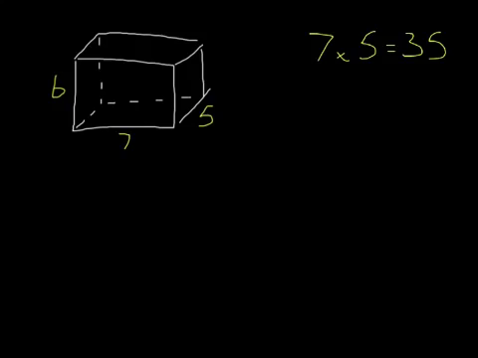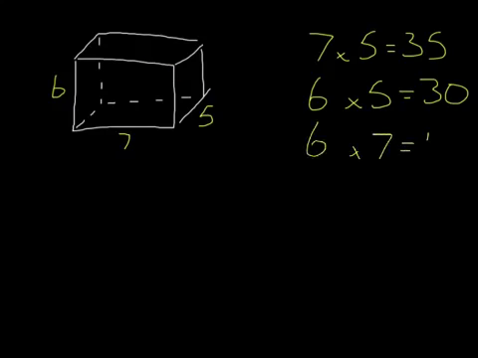Alright, let's look at a side now. This is this one. And that is 6 times 5. That's going to equal 30. And finally, let's look at the face of the rectangle. And that's 6 by 7. And that's 42. If I add all those up together, I get 107.